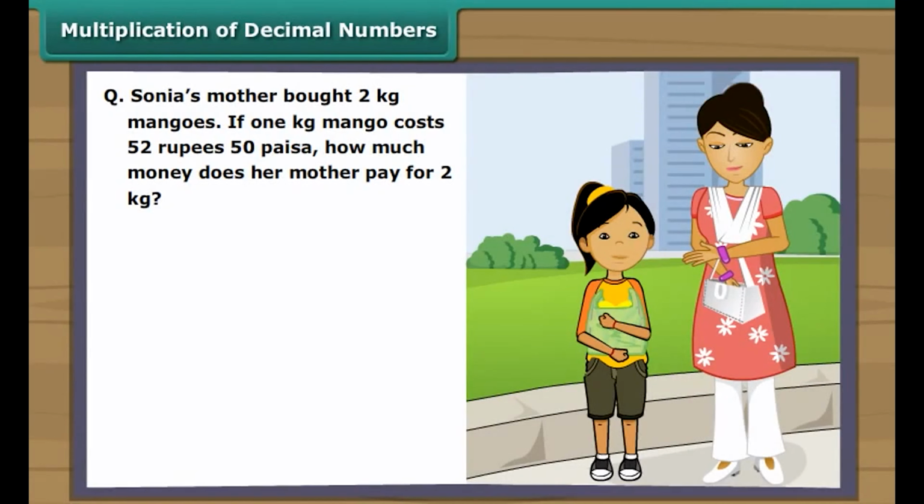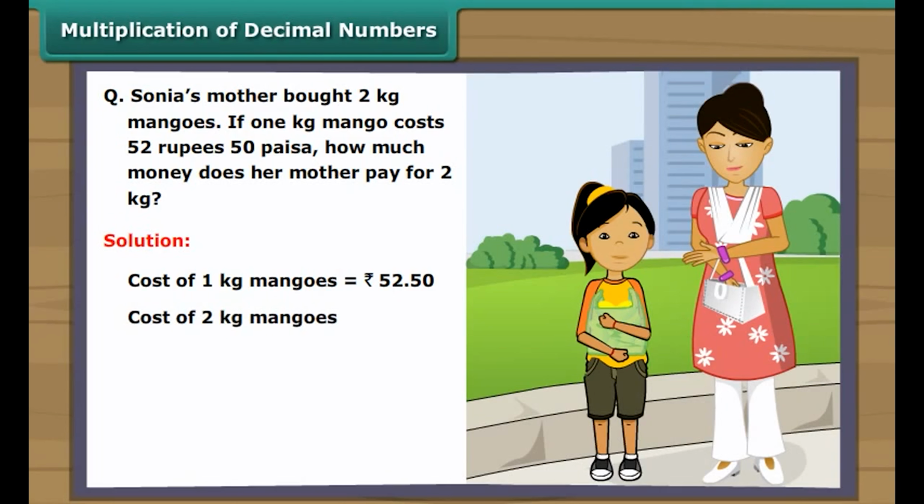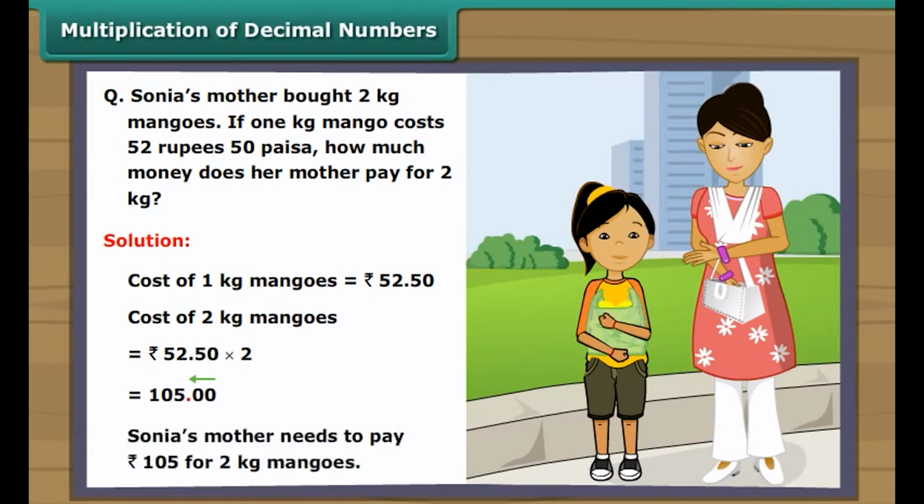We will practice a word problem based on the multiplication of decimal numbers. The cost of 1 kilogram mangoes is equal to 52 rupees 50 paisa. The cost of 2 kg mangoes is equal to 52.50 multiplied by 2 rupees. Multiplying the numbers, we get 10,500. Adding decimal point after 2 digits from the right side, we get 105. Thus, Sonia's mother needs to pay 105 rupees for 2 kg mangoes.